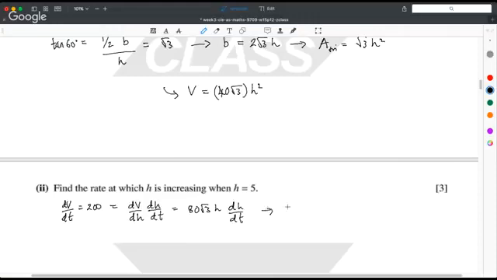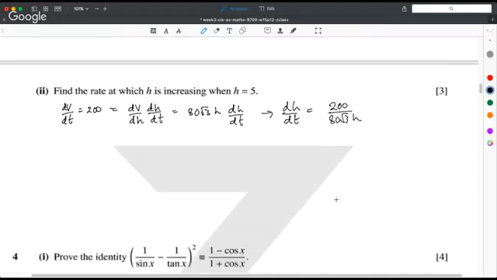So therefore, we have that dh/dt is 200 over 80 square root 3 h. And now, this is a rate which is going to depend on what h is at the time. So we're going to want to evaluate it at this value of h. So dh/dt evaluated at h equal to 5 is just equal to, if you put it into your calculator, something like 0.289.